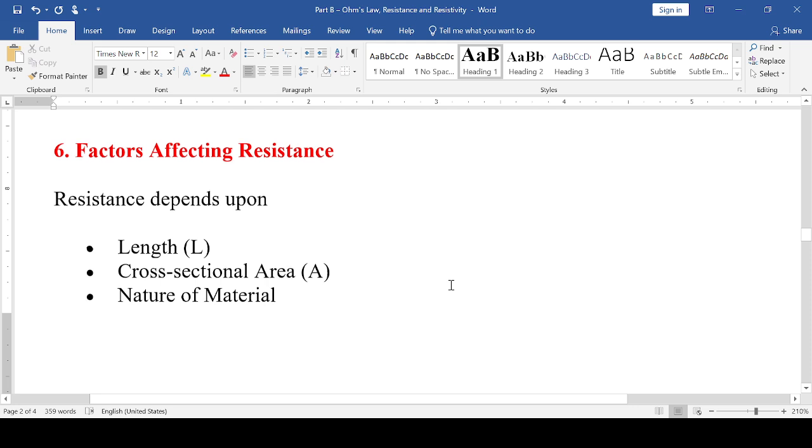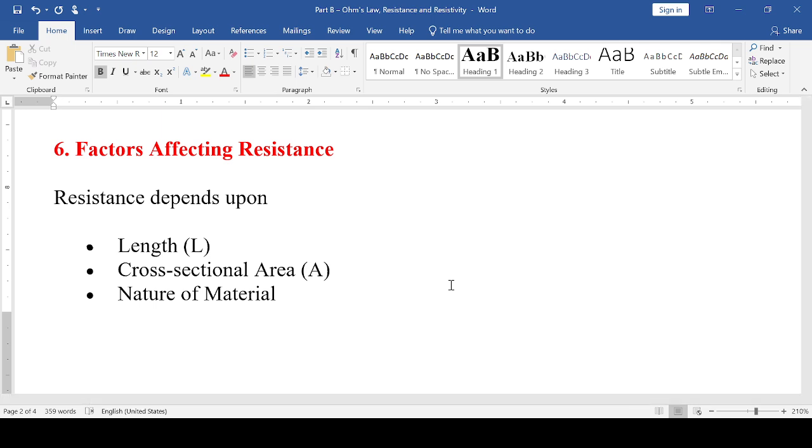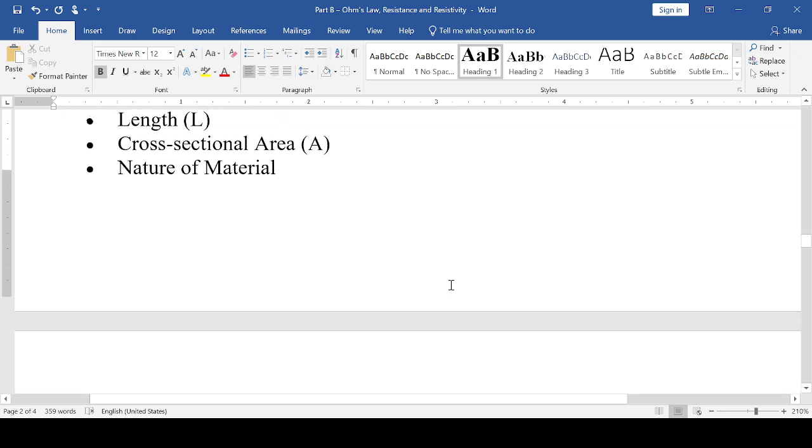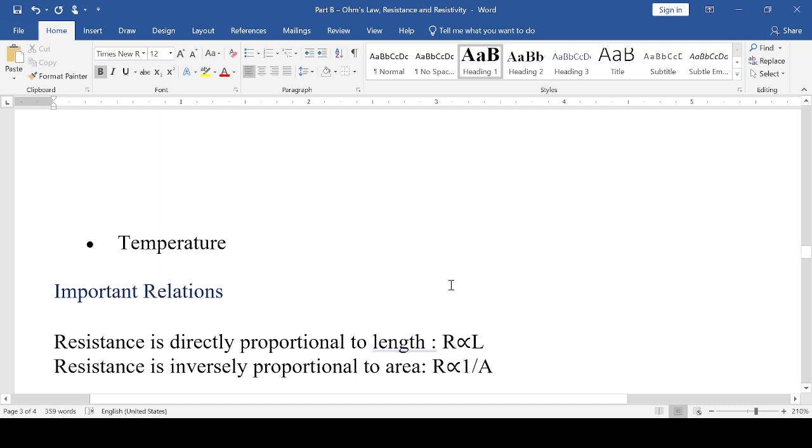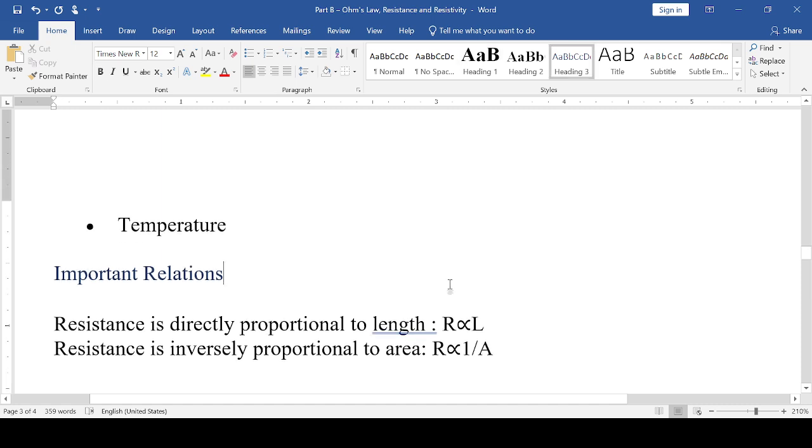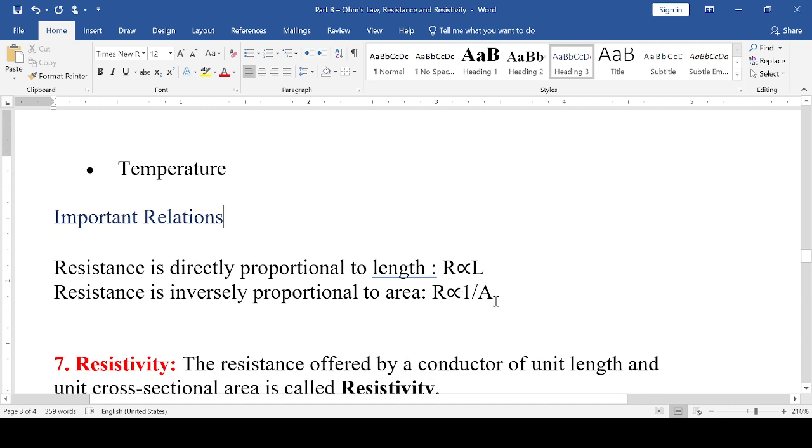Now, what are the factors which affect resistance? Length, cross-sectional area, nature of the material, and the temperature. Length is represented by L, cross-sectional area is A. The important relations to remember: resistance is directly proportional to length. If length increases, resistance also increases. If length decreases, resistance also decreases.